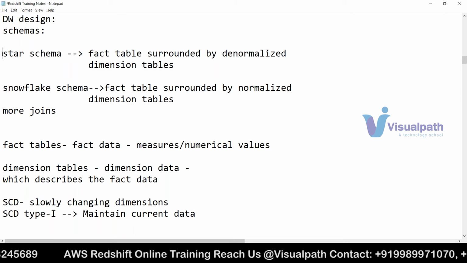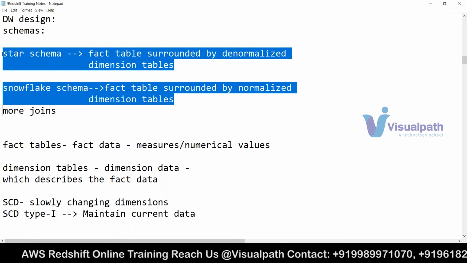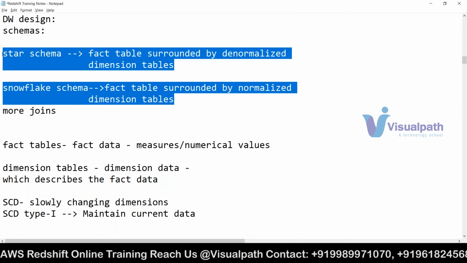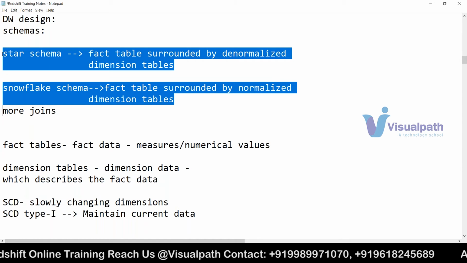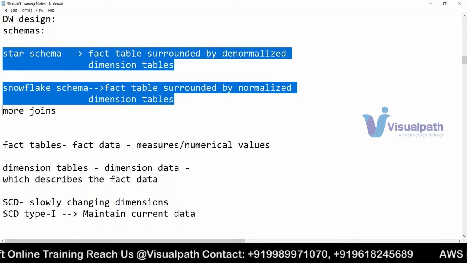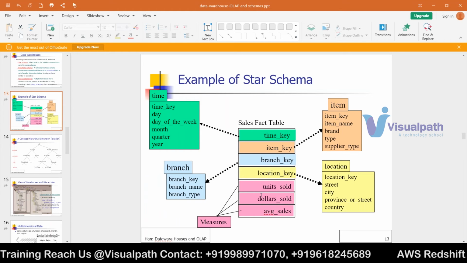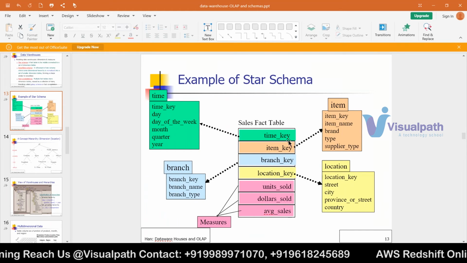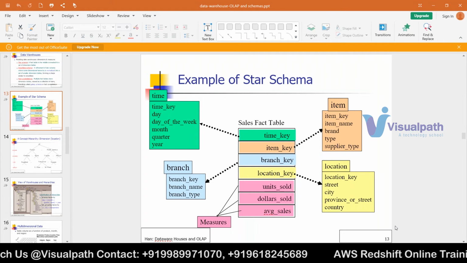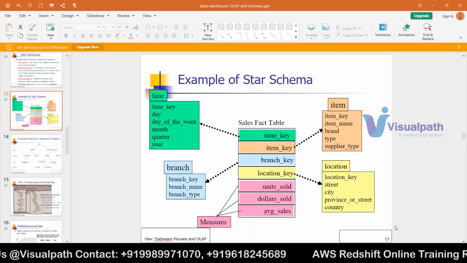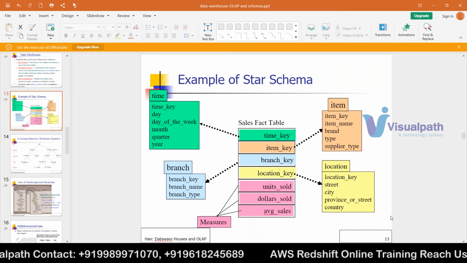Tell me, in which schema will you have more joins, star schema or snowflake schema? Snowflake. First understand the question. In star schema, we have a fact table surrounded by dimension tables. In snowflake schema, the fact table will be there and the dimension tables are further divided. But to get the data, even though the dimension tables are further divided, we have to join them and get the data.